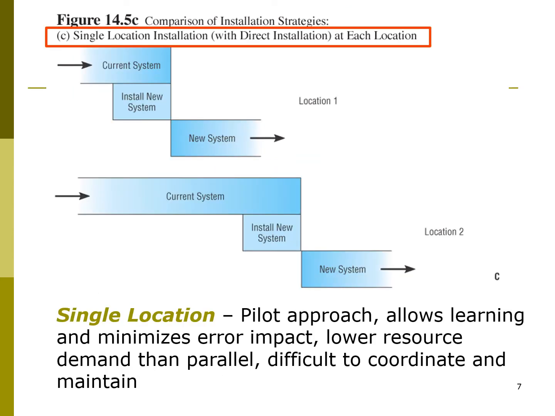Okay, moving to the third strategy, which is called single location, or sometimes called the pilot approach. What you do in this strategy is that you choose to run the new system at one department or at one branch. Okay, so you run it there first, see how it goes, right? So if there are errors, you settle them there only. Once it's already working well in one location, you install it to the entire organization.